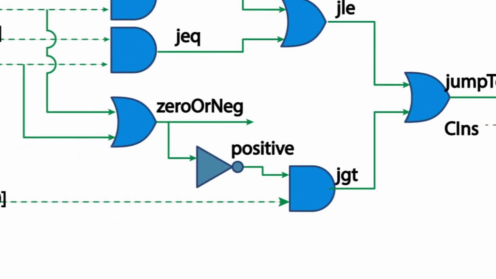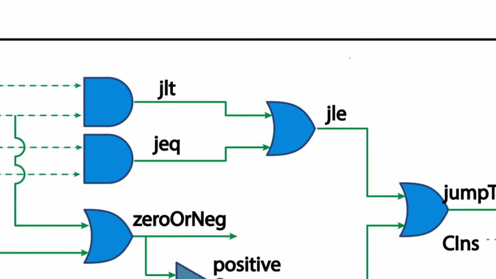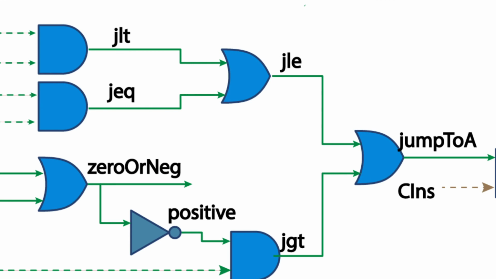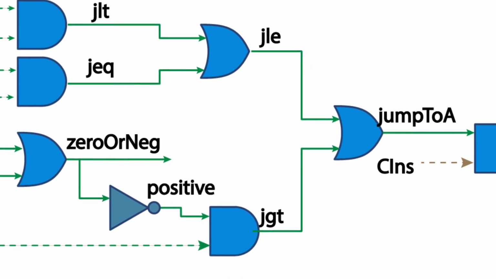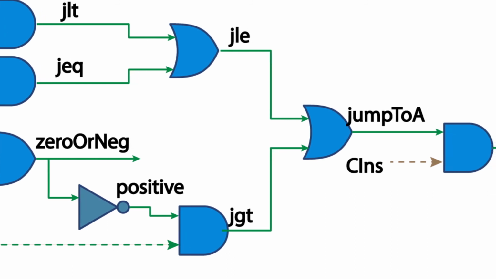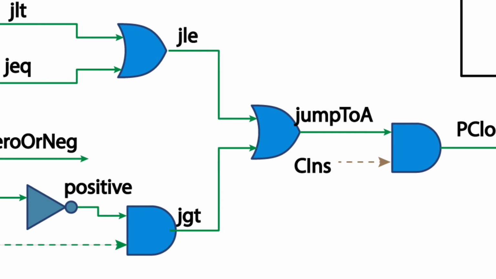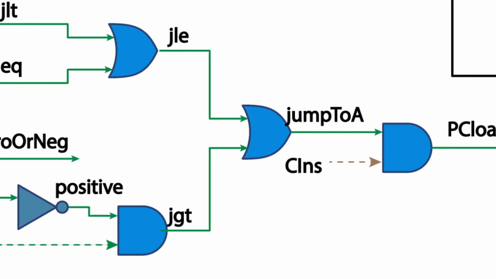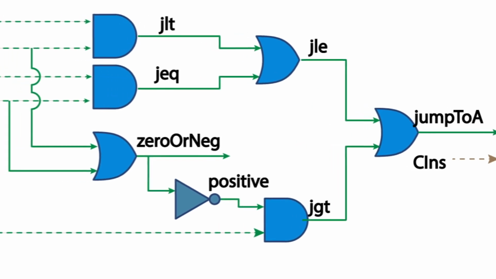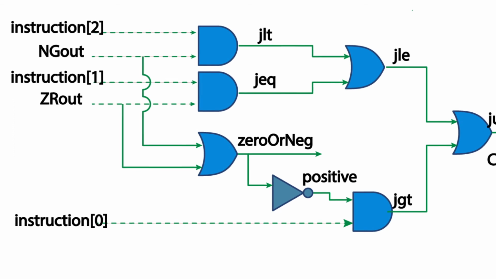The next two OR gates combine inputs. The first combines JEQ and JLT so that if either of them are positive, JLE is positive. Then, JLE and JGT are combined and output 1 to the jump to A bus if either are positive. The end result is that if any one of the JEQ, JLT, JLE, or JGT are positive, jump to A will also be positive. The next AND gate checks that both jump to A is positive and that the current instruction is a C instruction.